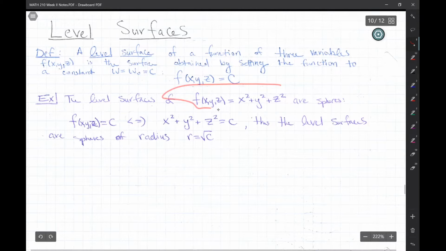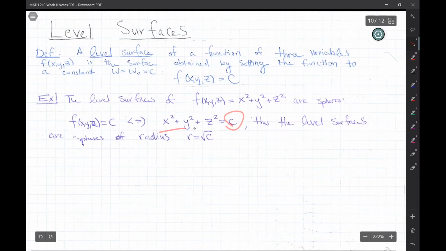Let's take our function here. There's a function of three variables, x, y, and z. Square them and add them together. Let's set them equal to some constant. When we set our function equal to a constant, we get spheres of radius r equal to the square root of c. Okay, so this constant is basically the radius squared.